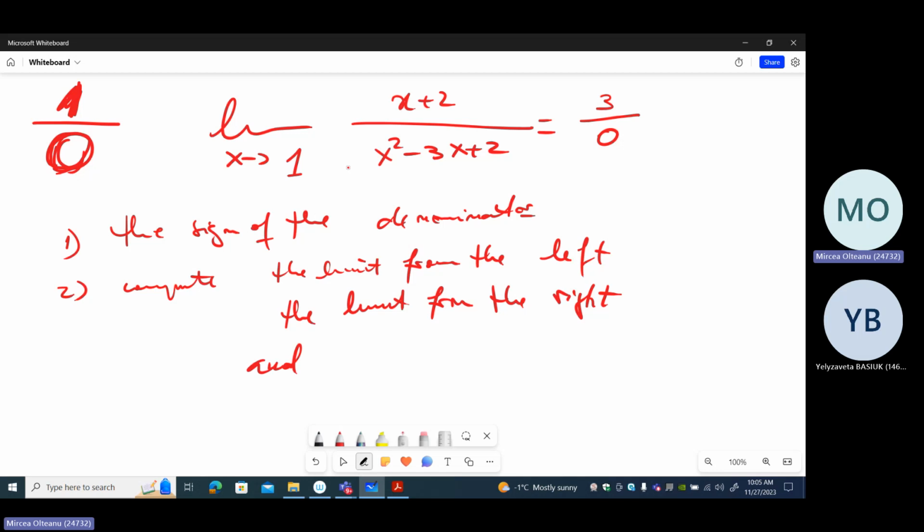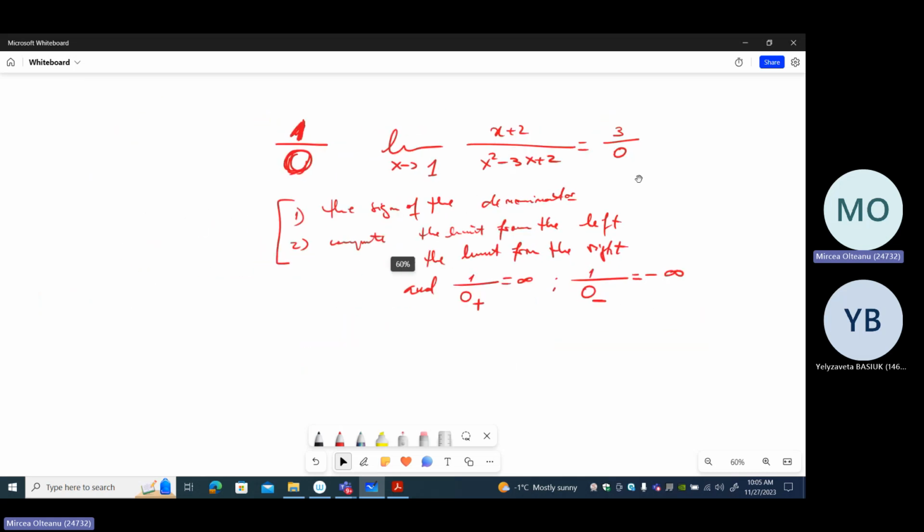And we shall use the following formal operations, which must be added to our list of formal operations. 1 over 0 with a plus here, nearby 0, it's infinite. And 1 over 0 with a minus here, it is minus infinite. We shall explain what that means. Okay, so this is the method.